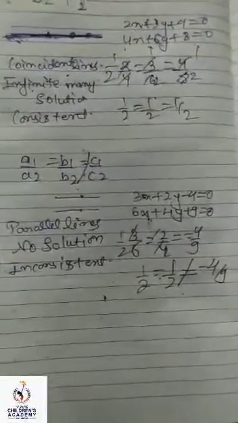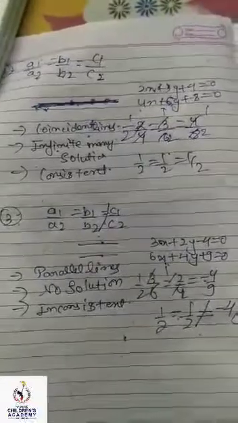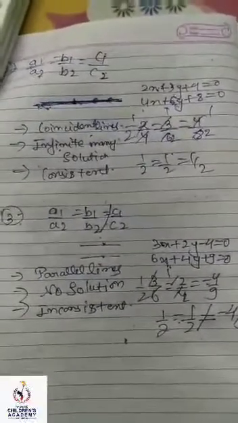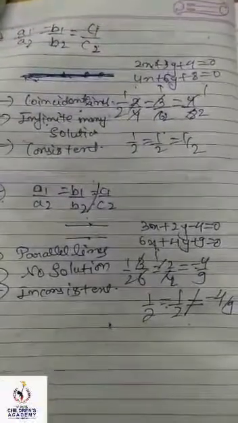Okay. So these three are the cases of the graphical method. In the next lecture we will discuss the algebraic method, which has three different methods: substitution method, elimination method, and cross multiplication method. Okay. Thank you.